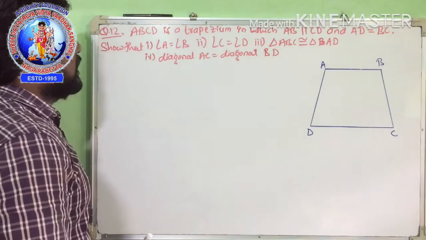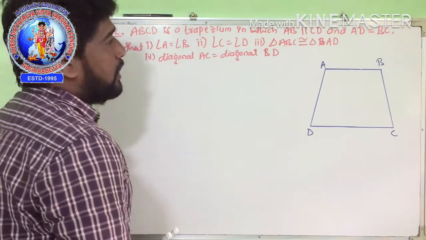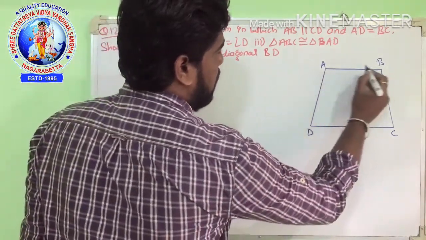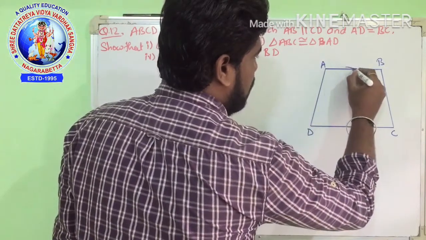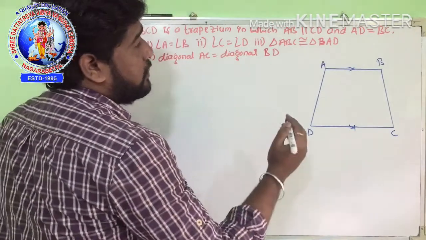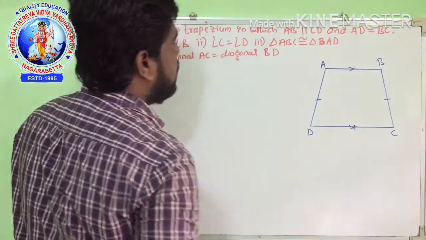So what they have given here: ABCD is a trapezium in which AB is parallel to CD. So here they have given AB is parallel to CD. So these two are parallel, and AD is equal to BC. These two sides are equal.